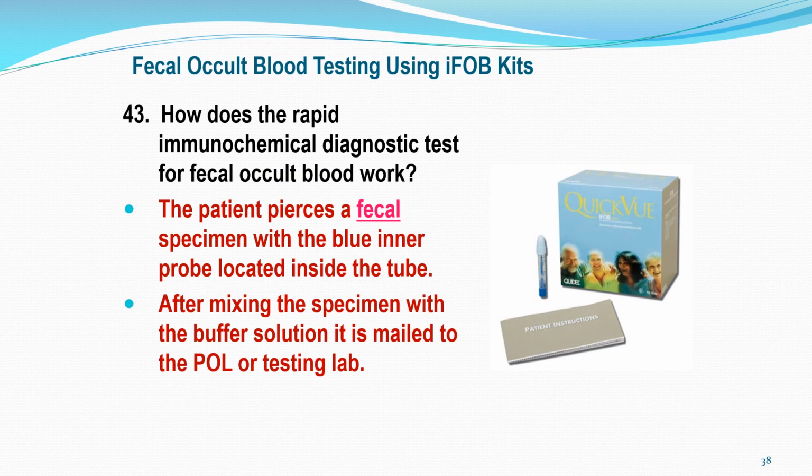So now we're going to talk about fecal occult blood testing, okay? So how does this rapid immunochemical diagnostic test for fecal occult blood work? The patient pierces a fecal specimen with the blue inner probe located inside the tube. After mixing the specimen with the buffer solution, it is mailed to the physician's office lab or testing lab. So you give them this kit, they take it home with them, okay? The directions are in there. You go over it with your patient before they go home.